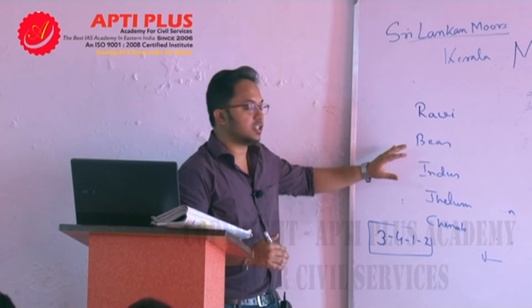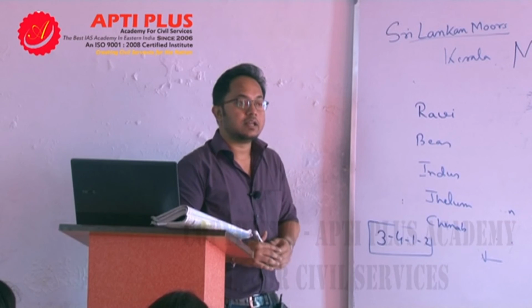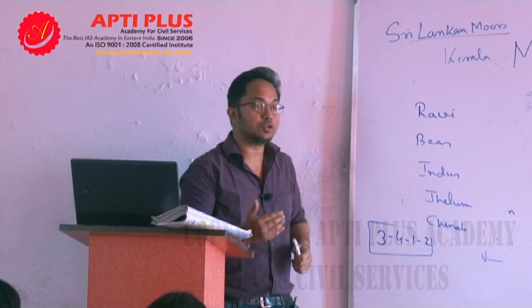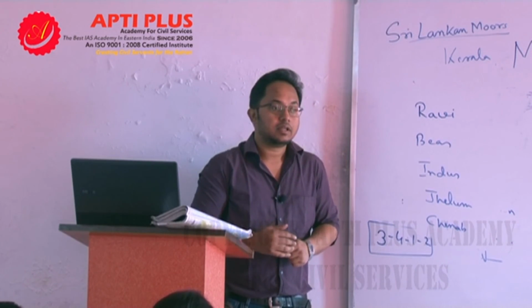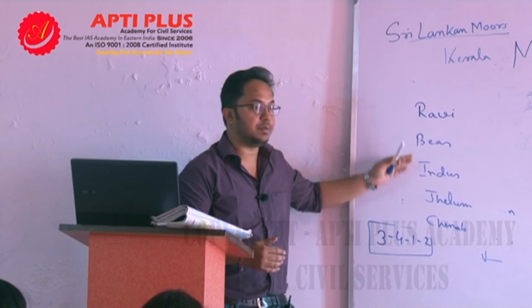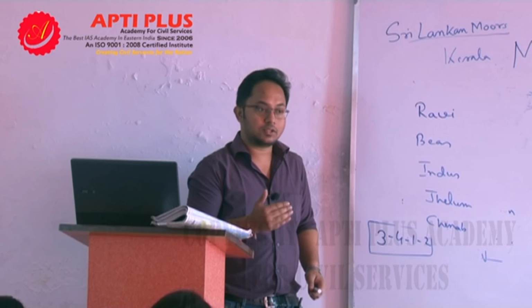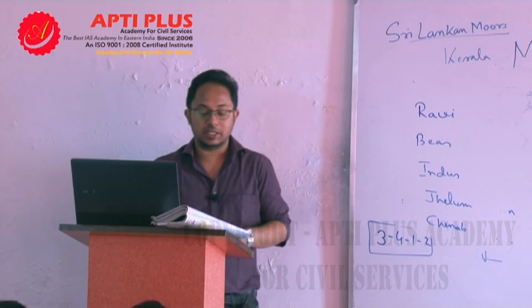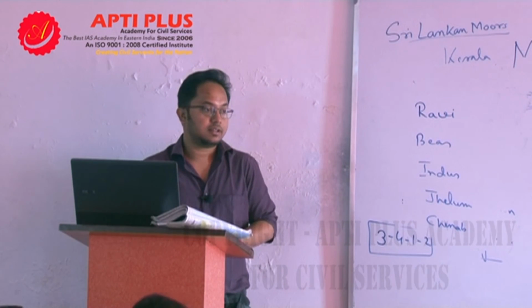Okay, tell me the names. First will be from north to south. Ideally, we should have Indus, Jhelum, Chenab, Ravi, and Bias. Indus should be the first. Indus, Jhelum, Chenab, Ravi, and Bias.